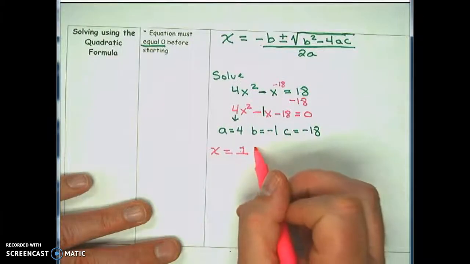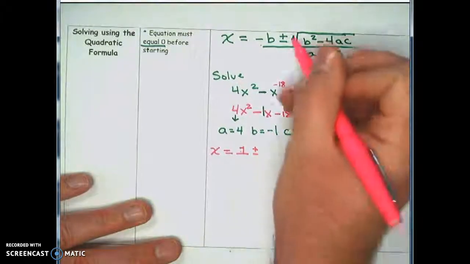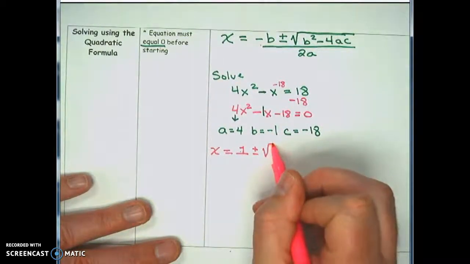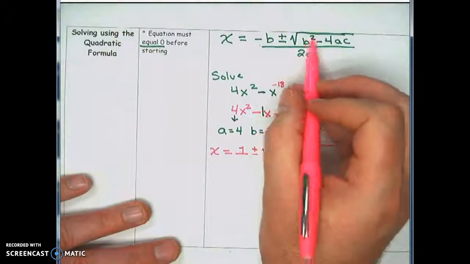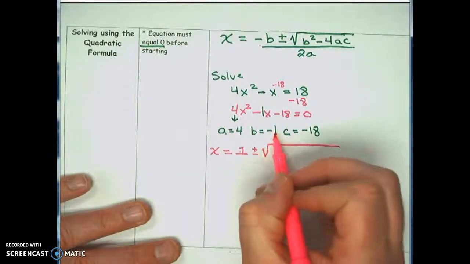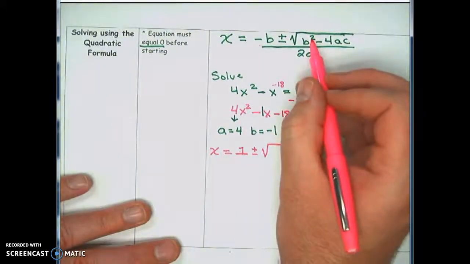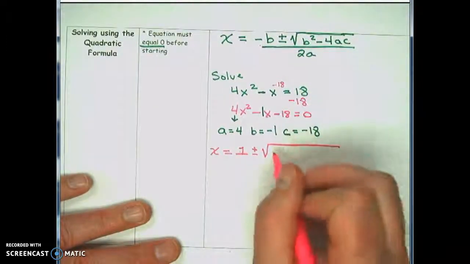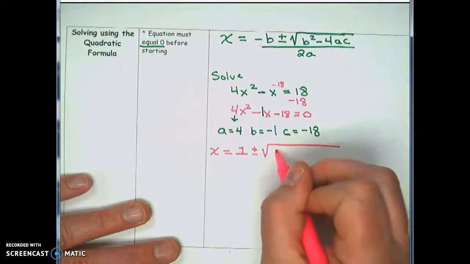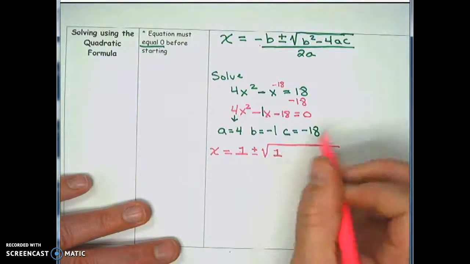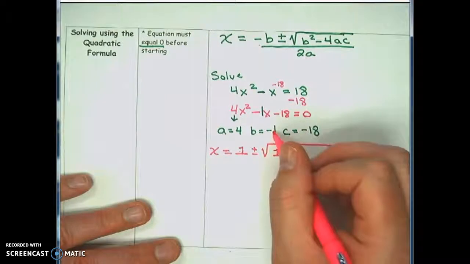Plus or minus, so I'm going to copy down the plus or minus. Square root, I'm going to copy that down. And then b squared. So if I can do that in my head, I probably will. B is -1. -1 squared means -1 times itself. -1 times -1 is +1. So in that b squared part, I'm going to put a +1.